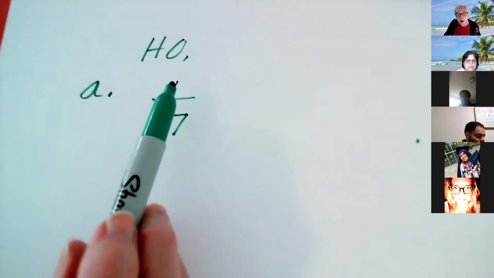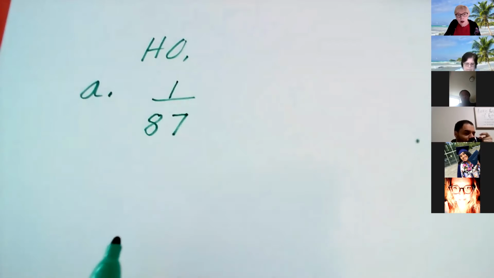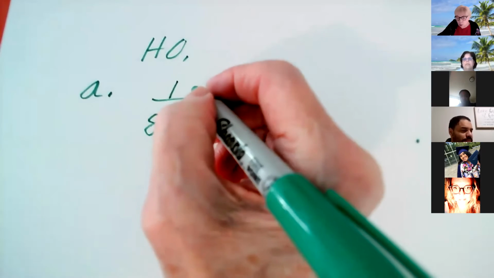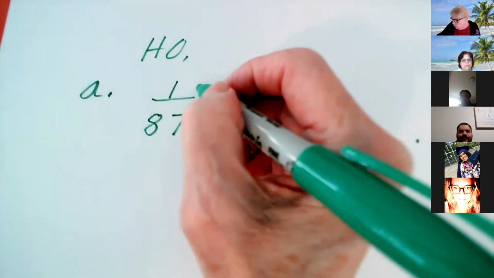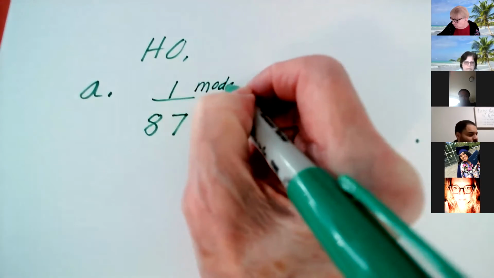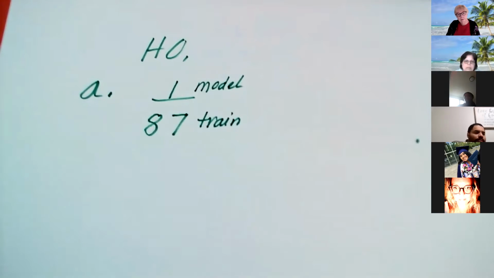So we have to label this. The 1, oh, I know the problem. This was just the ratio. So this was the model, and let's call this the actual train. Is that right? Is the model just 1 and the train 87? Can you live with that? The train would be 87 times as big.